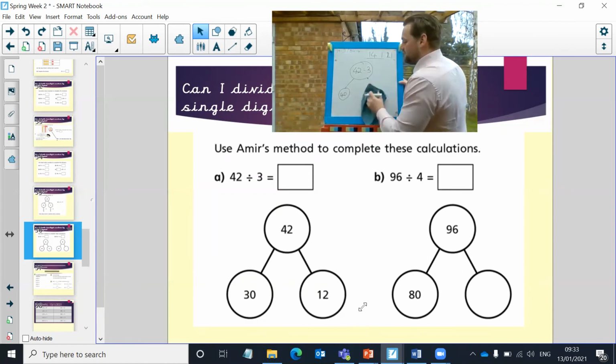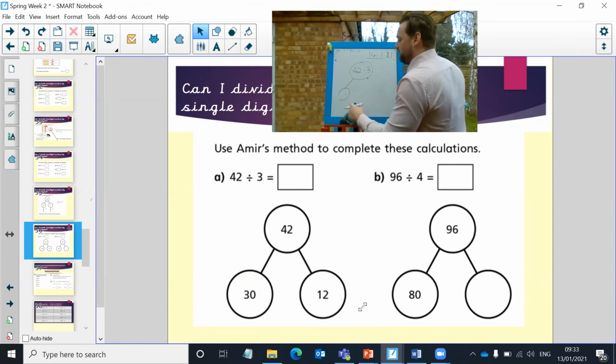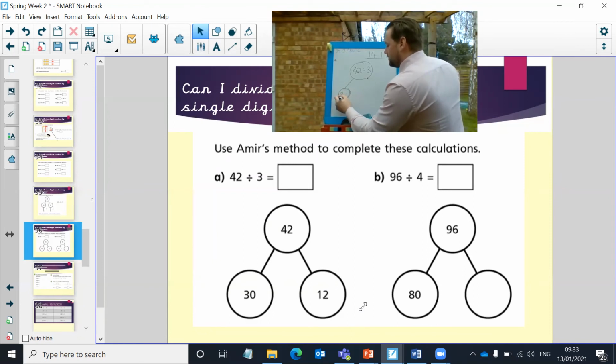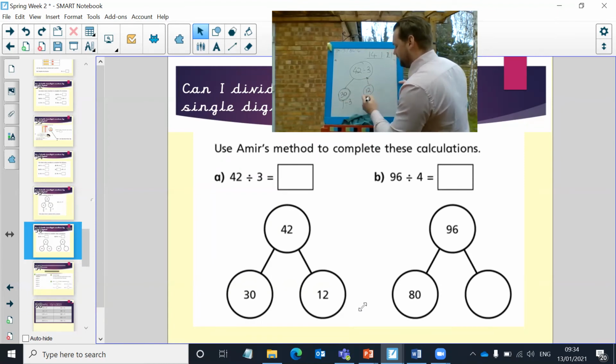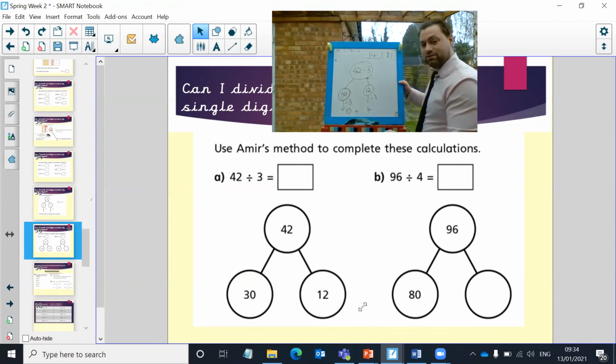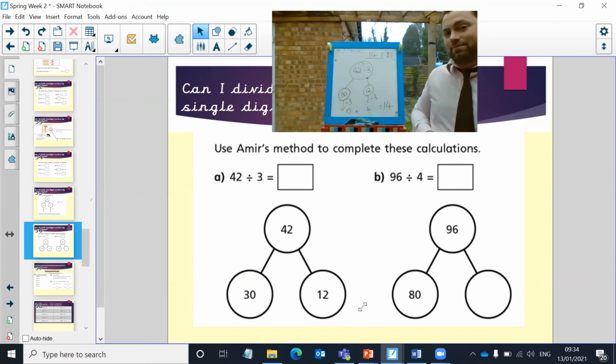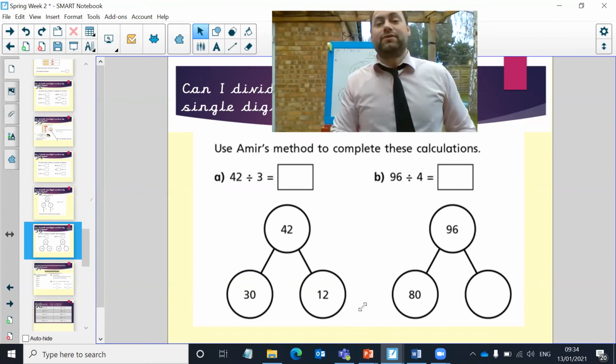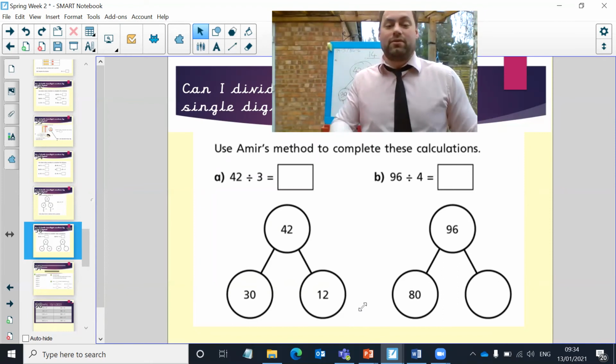So what I'm going to do is make sure I use a part-whole model where I can. So I'm going to do 30 here, and then I'm going to do 12 here. I can divide 30 by 3, and I can divide 12 by 3. Okay, 30 divided by 3 is 10, and 12 divided by 3 is 4. I then add these two values together, which gives me 14. So 42 divided by 3 is 14. Pause the video and give the next one a go.